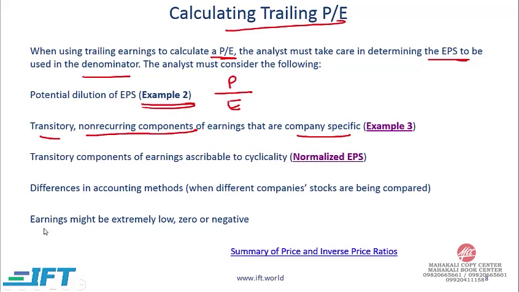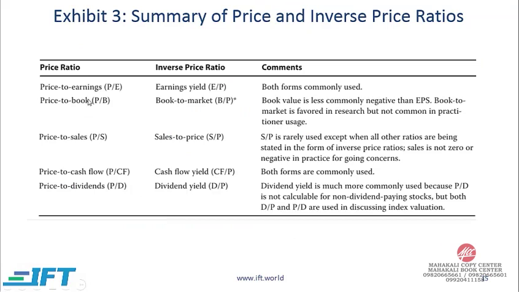What do you do if the earnings are extremely low, zero, or negative? Then obviously this method doesn't work too well. When your earnings number is low or negative, then it makes sense to look at some of the other ratios that we will talk about. And here is a quick summary of the other ratios. We've already talked about the PE. At times, in fact, quite often, we also look at the inverse of these ratios. What's the inverse of the PE ratio? It is the earnings yield, or E over P.